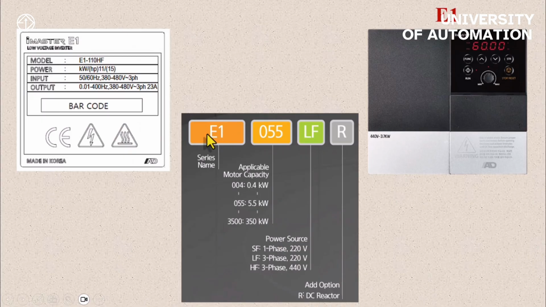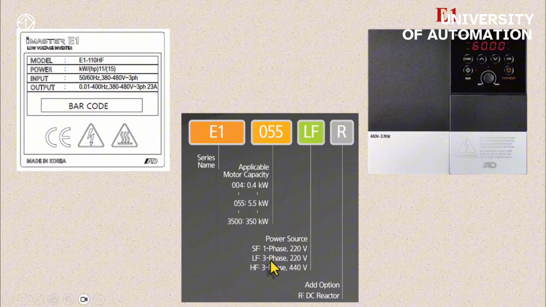Now, the next inverter from iMaster is the E1 model. The E1 model also has a nameplate from which you can see its specifications and get more familiar with the E1 inverter. The E1 inverter has a code on its nameplate. First, it lists the device model saying it is the E1 series. After that, there is a dash, then the device's power rating. For example, here 0.55, as you can see, means the device's power is 5.5 kilowatt. So after the model, the power rating is specified.